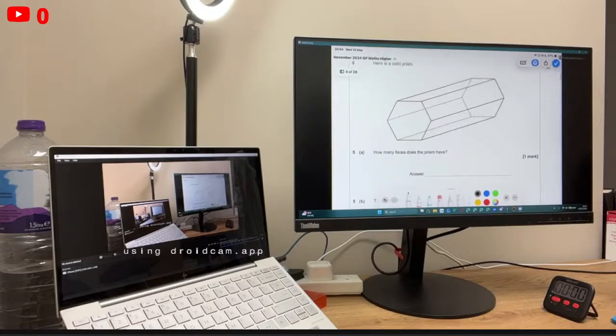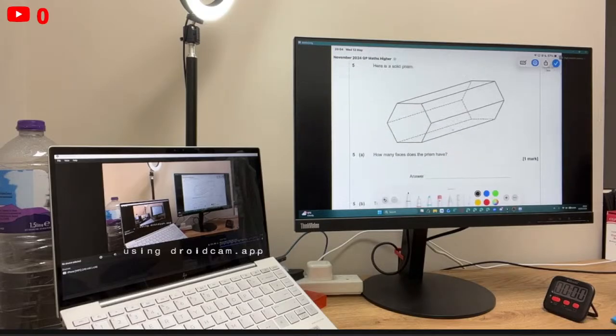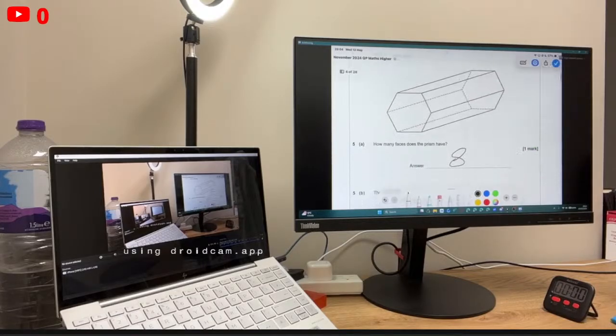Here is a solid prism. How many faces does the prism have? 1, 2, 3, 4, 5, 6, 7, 8. Just counting it for you so you know I'm not being stupid. Also, that looks actually terrible. Make that neater. Okay, it doesn't want to.